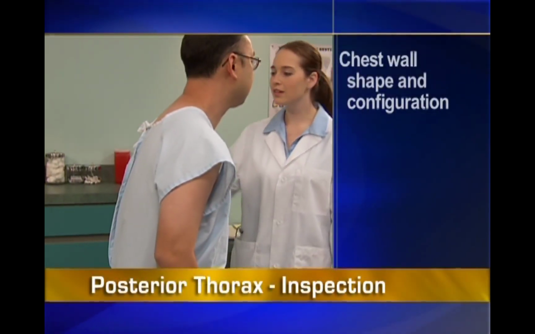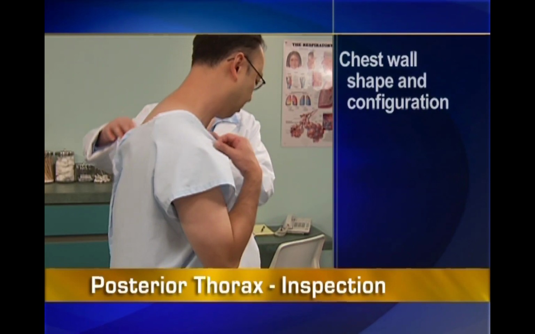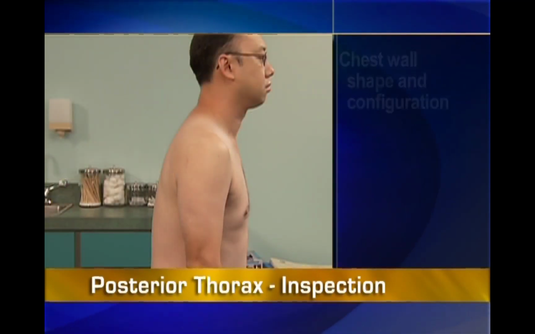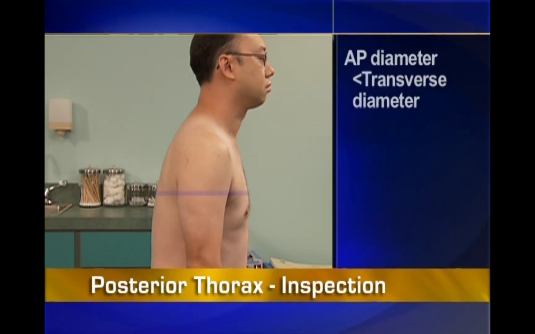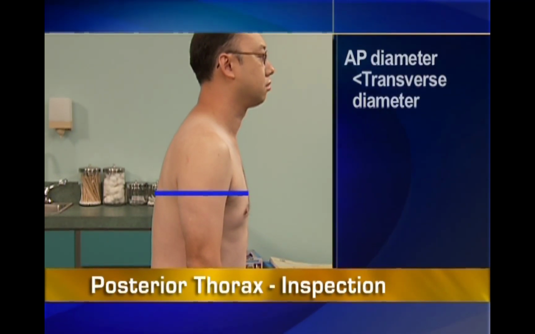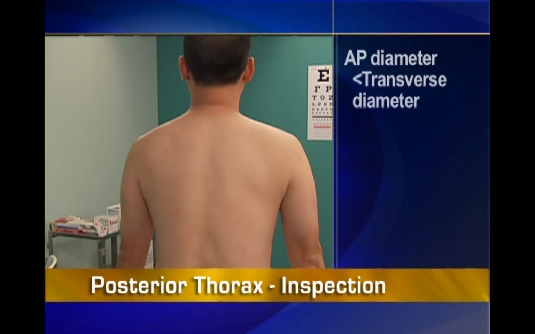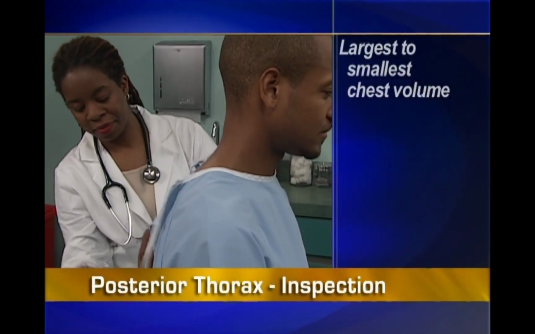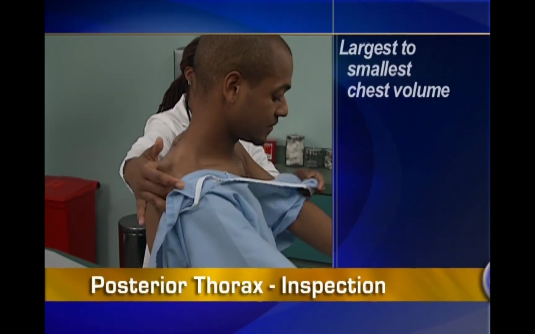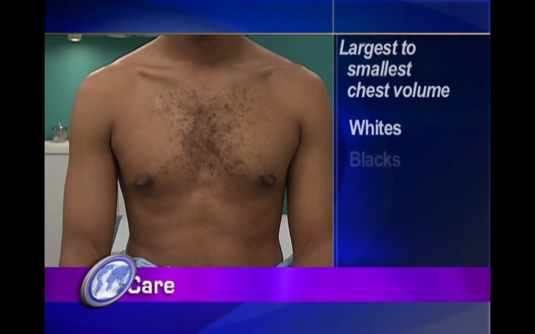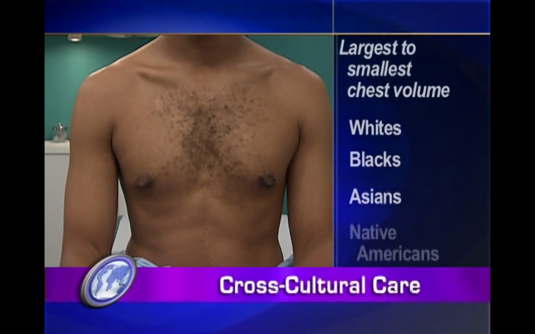Take a look at your chest now. When inspecting the posterior thorax, first notice the shape and configuration of the chest wall. The anteroposterior diameter should be less than the transverse diameter. The spinous processes should be aligned, and the thorax should be symmetrical with no deformities. Be aware that the normal size of the thoracic cavity varies with a person's culture. Whites tend to have the largest chest volumes, followed by blacks, Asians, and Native Americans.